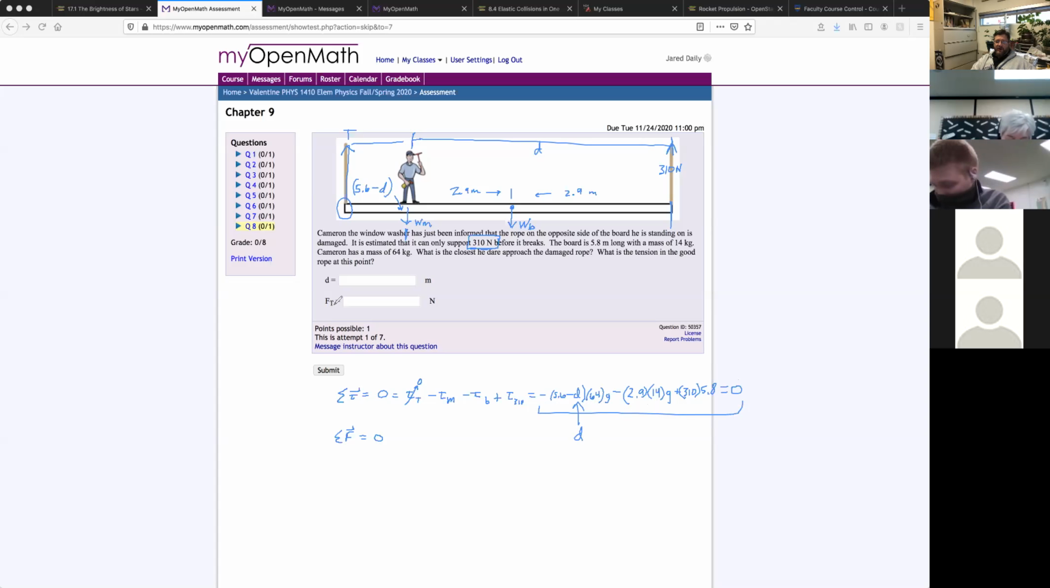Now, how do you get this part? This part is just from this equation here. The sum of the forces has to equal 0. And the forces that we have is we have tension is an upward force, it's positive. We have the weight of the man, which is negative, down. We have the weight of the board, which is negative, that's down. And we have the tension from the 310 newtons, which is up. These two you know, this one you don't. They have to add to 0, solve for t, and you're done. And that's part B.